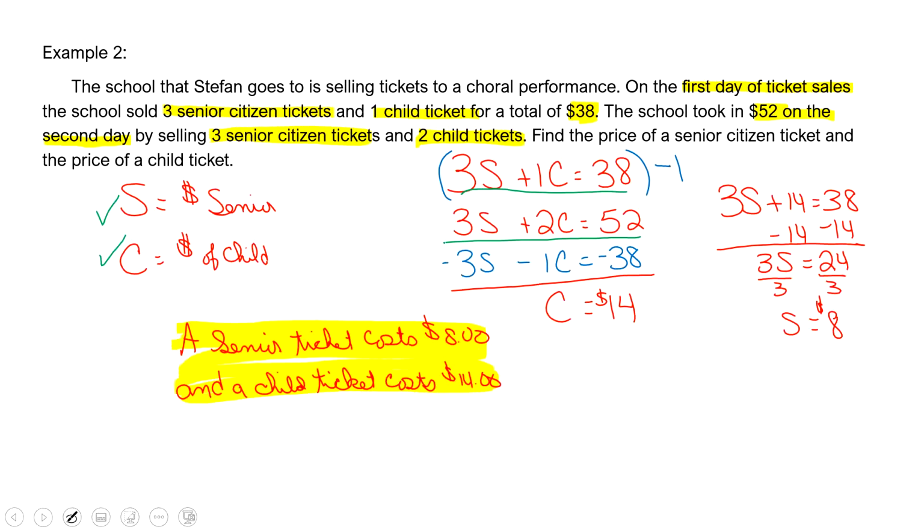Plugged that back into my equations. I found out that the senior tickets were $8. Wrote my sentence. A senior ticket is $8. A child ticket is $14. Does that make sense?